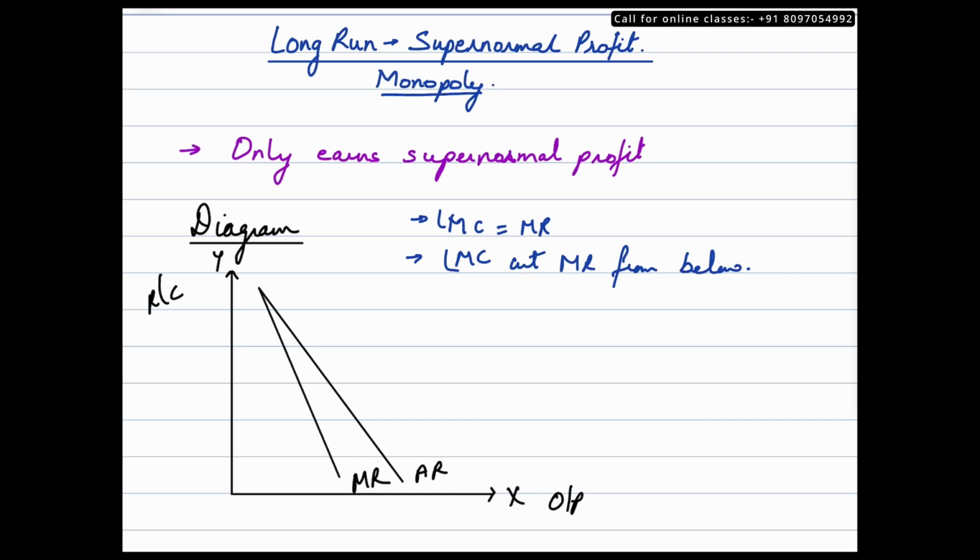So what is supernormal profit? It is a situation where average revenue is greater than the long run average cost at the equilibrium level of output. So let's plot the long run marginal cost curve first, and then we'll plot the long run average cost curve.